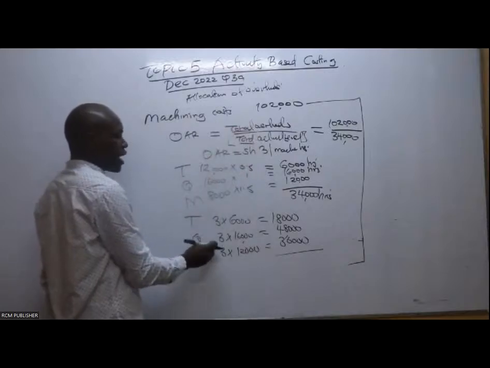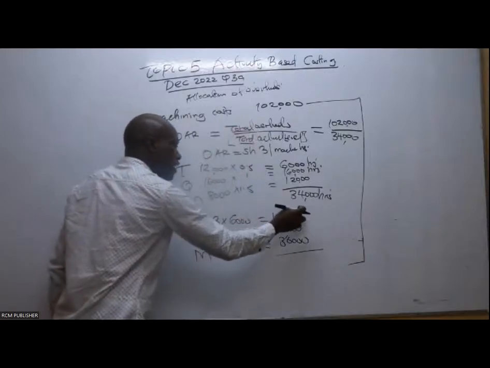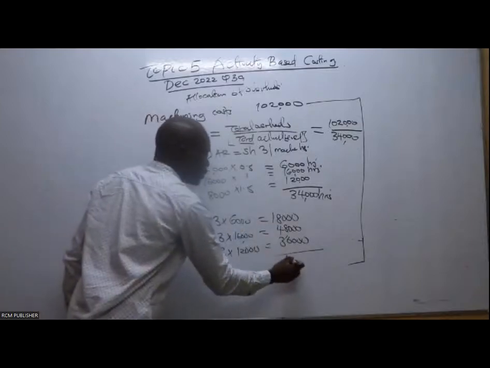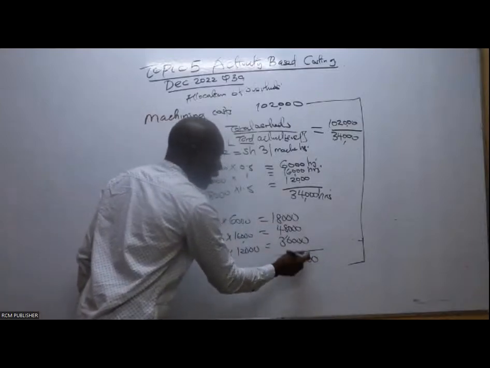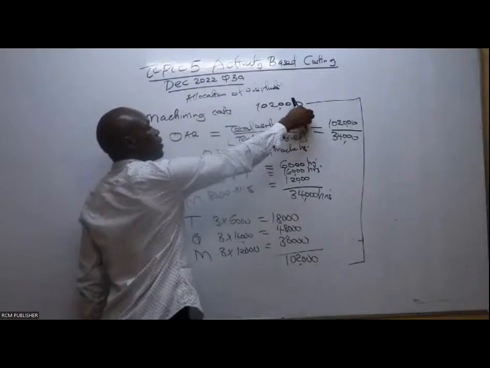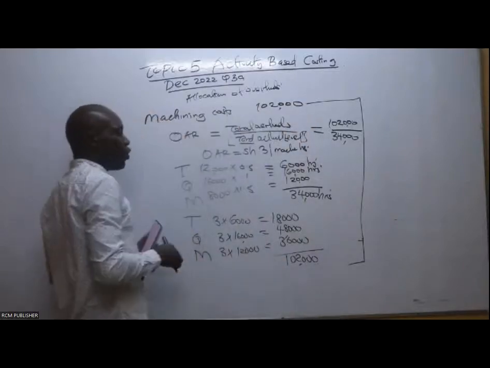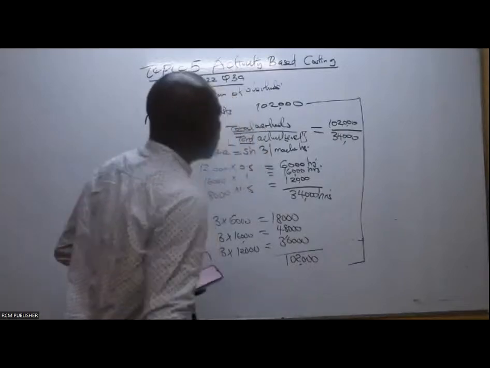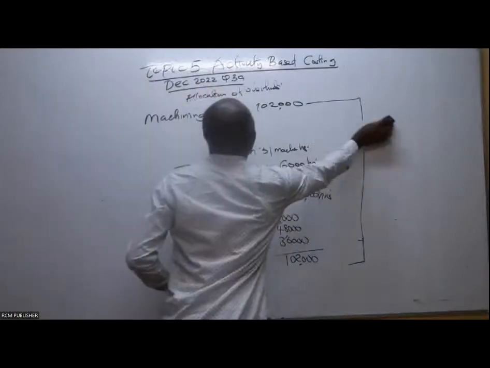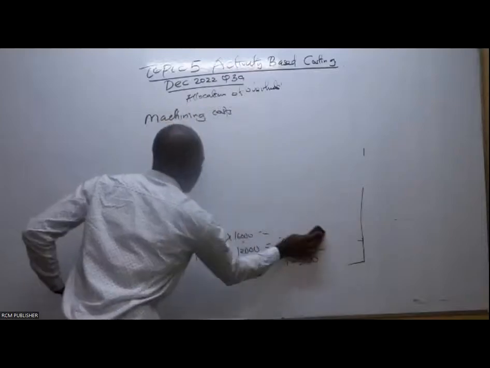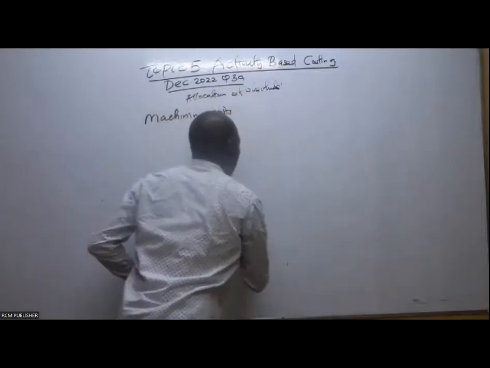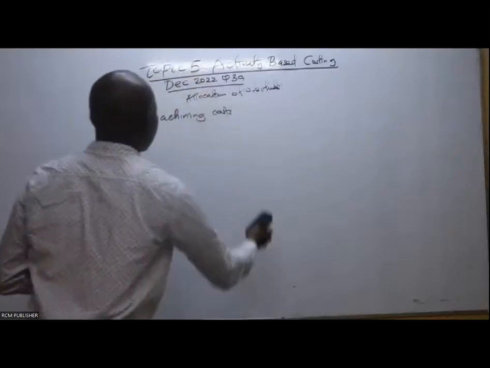Total for each product now. This is now the overhead that they are sharing, which is 102. The 102 we are getting here is what we get here. We are distributing. That is machining costs. If you are through with machining costs, you go away with this, you go away with that. So the machining cost, that is what was there.